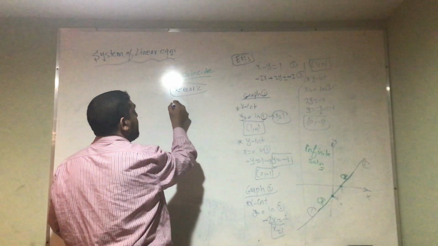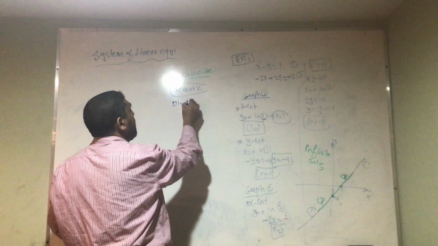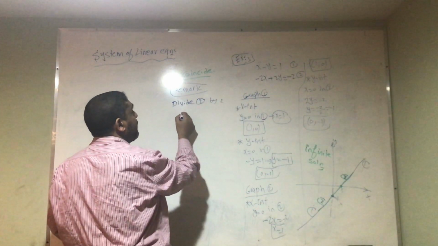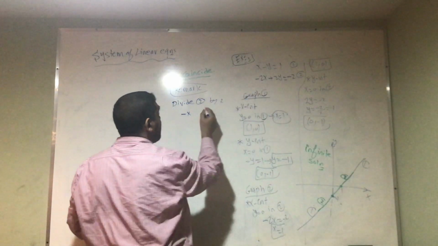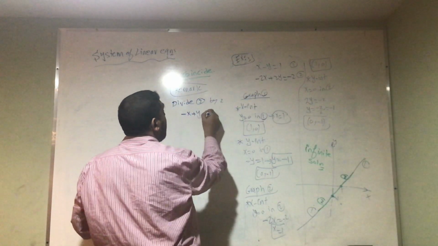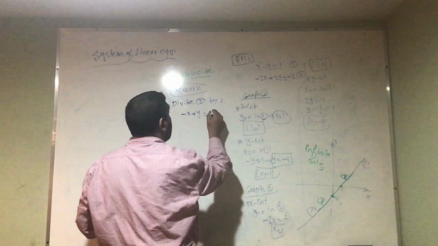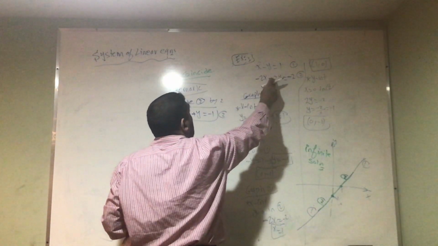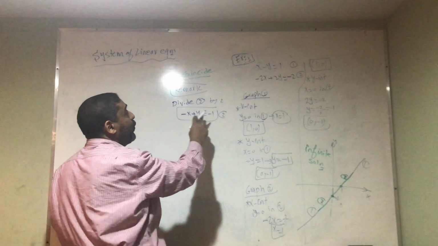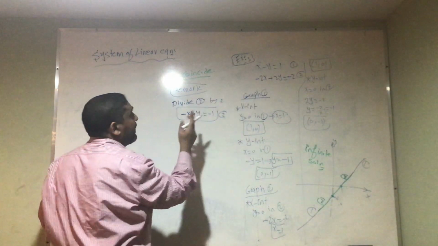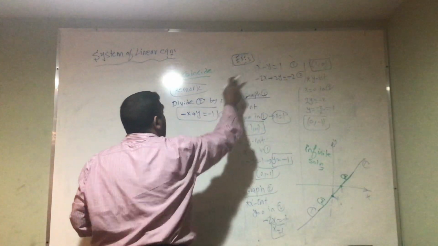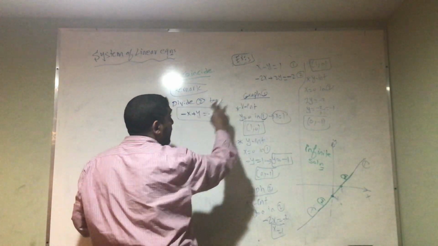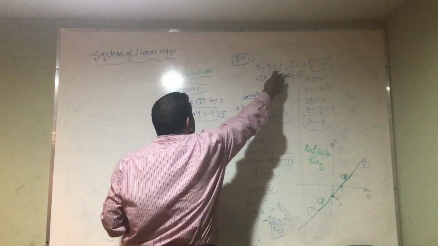Divide equation 2 by 2. So what did you get? You get minus x divided by 2, minus x, plus y equal, divided by 2, you get minus 1. So now that is equation 2, the same. I'm dividing each term by 2. So now I compare equation 2 with equation 1. Is there any relation? Yes, here you have plus x, here you have minus x. Here plus y, here minus y. You have 1, you have minus 1.